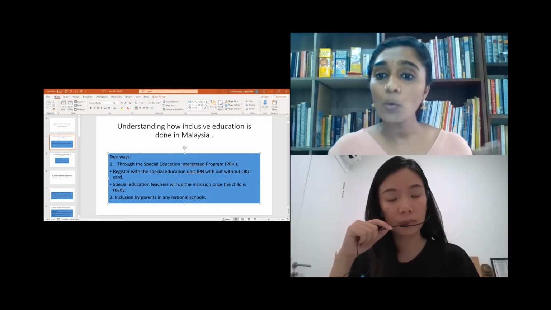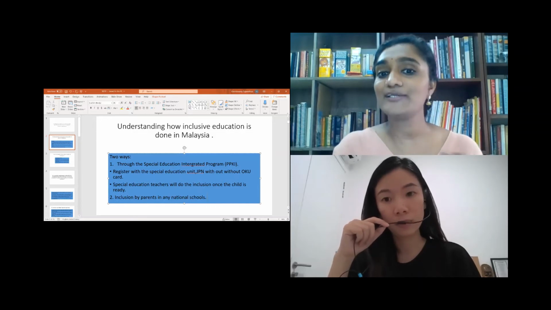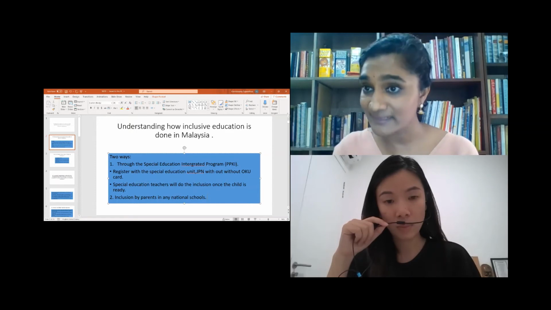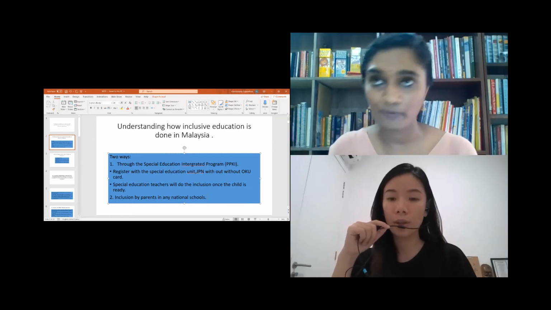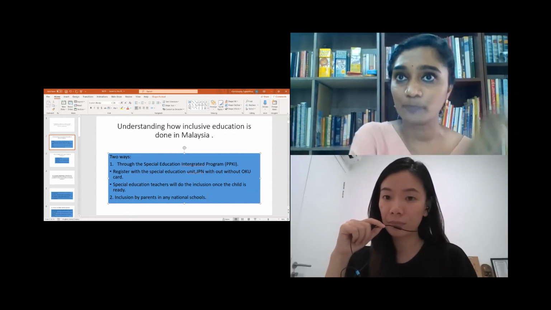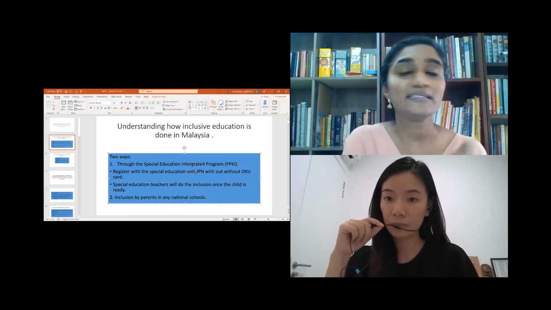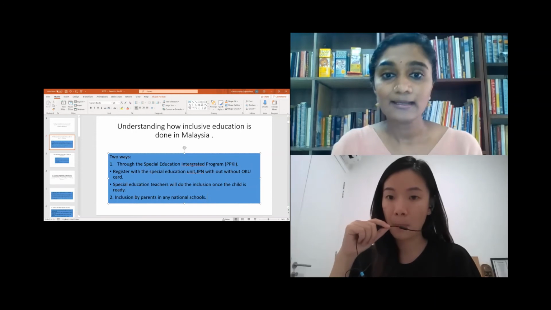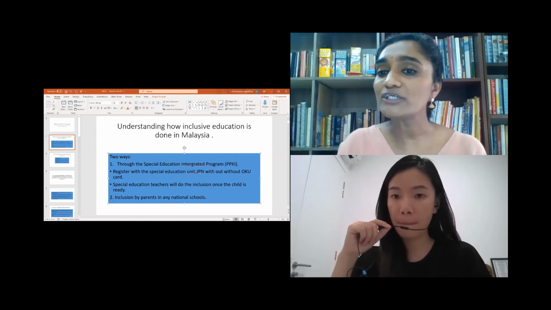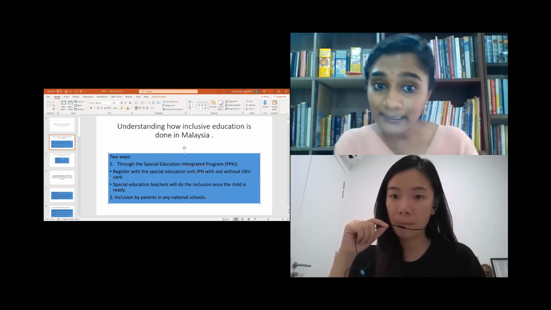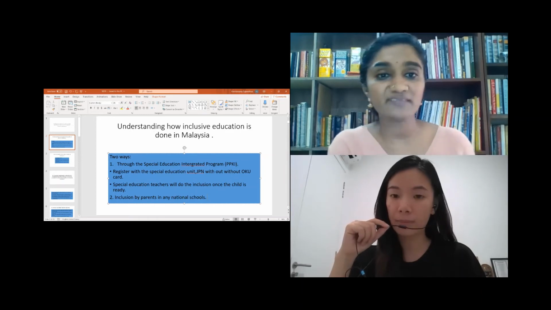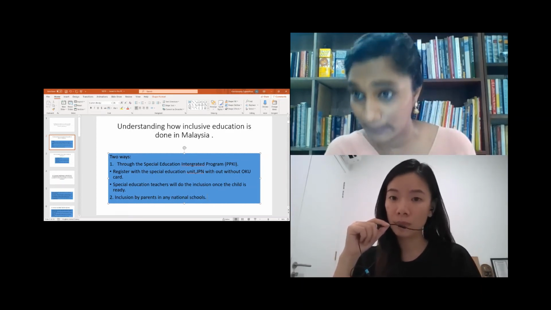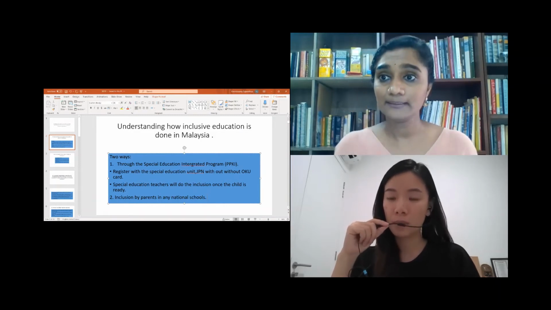Now, over here, the special education teachers will do the inclusion once the teacher feels that the child is ready. If the student is in primary school, inclusion depends on the condition of the child. Sometimes it may take 6 months, 1 year, 2 years, sometimes even a third year, if the child needs more support.